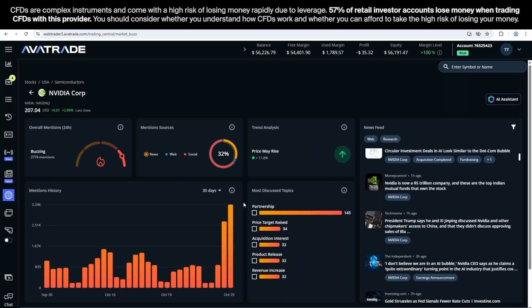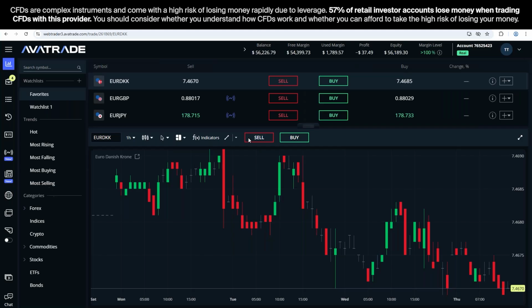So you really don't need to leave our platform. All of this is available in our app as well to be able to come up with multiple trading strategies with fundamental and technical news combined together.